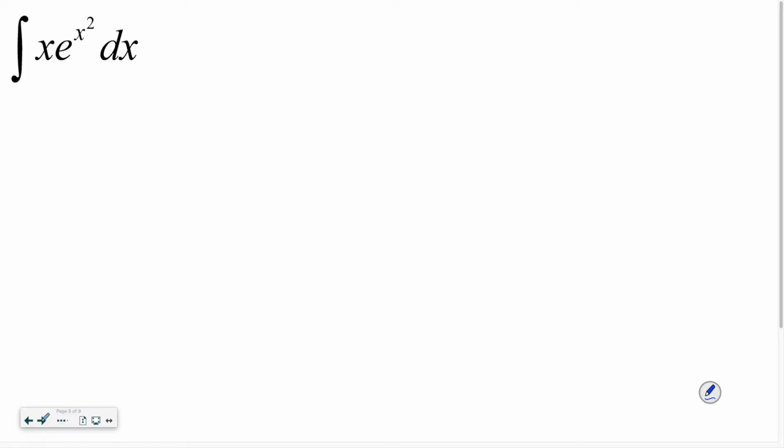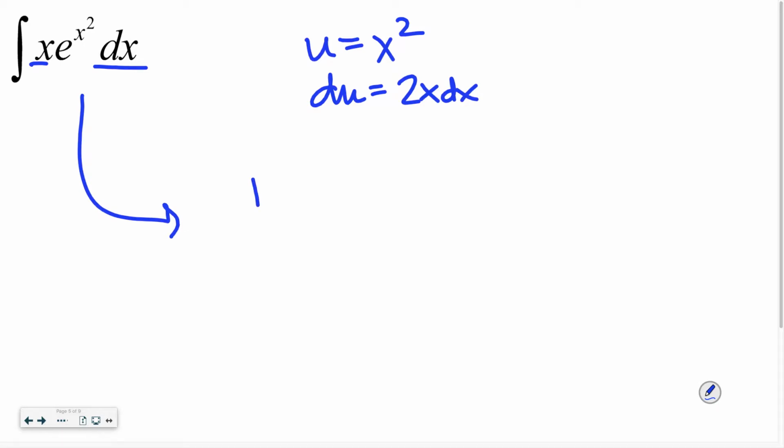Okay, so Caleb thinks u substitution, right? u could equal what? x squared, because then du is 2x dx. Well, we have x dx, so this would be equivalent to 1/2 integral of e to the u du.